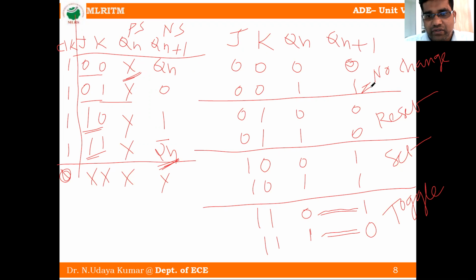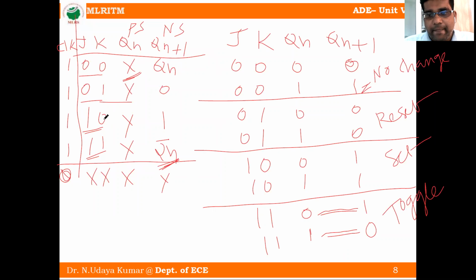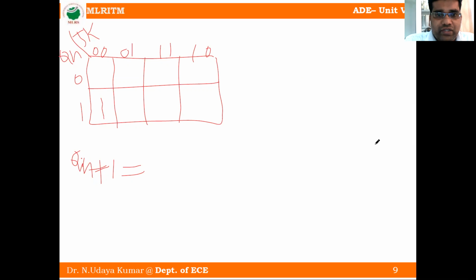So J is equal to 0, K is equal to 0, Qn is equal to 1 means we will get 1 here. Okay. Next, where do we get 1? This one. J is equal to 1 and K is equal to 0, Qn is equal to 0. So that means 1 0 when Qn is equal to 0 means we will get here.